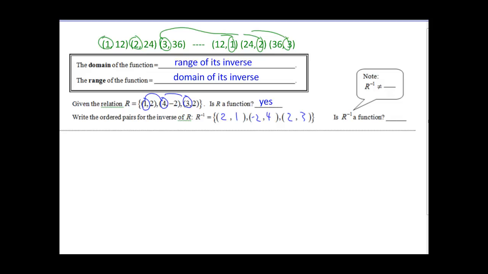Note, r to the -1 is not 1 over r. If you think back to that last little section, when we were doing x to the -2, it was 1 over x squared. Inverses, this is not related to that inverse. So not the same thing. If we look at our inverse, is it a function? Well, we have a -2, we have a -2, and they're different y's, so the answer is no. This inverse is not a function. So that's using points and looking at functions versus not a function.